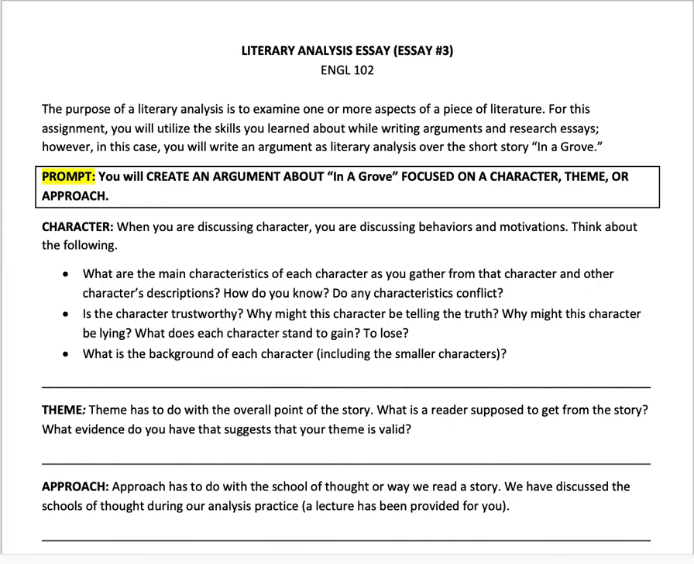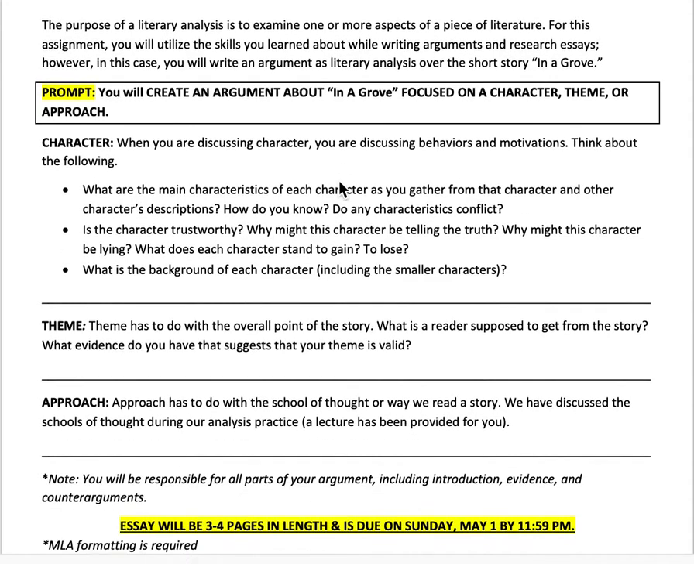In this story especially, there's an unreliable narrator in every one of the accounts, so we don't know who is telling the truth. So how can you assess each character? What is it that you're told about them that makes you believe X, Y, or Z? Are they trustworthy? Why might they be telling the truth or not? Why might they be lying? What do they stand to gain or lose? And then what is the background of those characters, including those smaller characters as well?